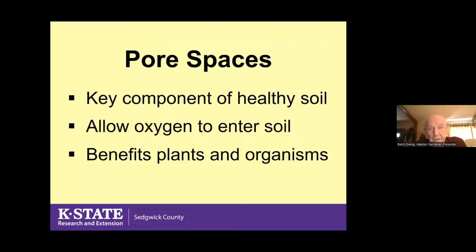So these pore spaces, they're basically the key component of our healthy soil. That's what allows the barometric pressure to press air down into the soil, hopefully as deep as the roots on our plants. That oxygen that's in that air is what our plants need, and it also benefits the organisms that live in the soil.